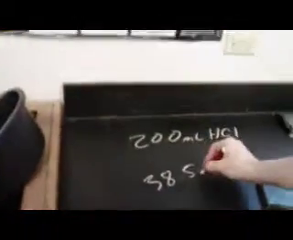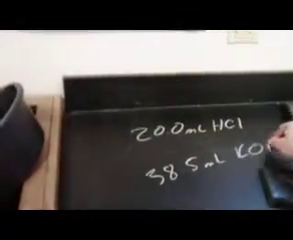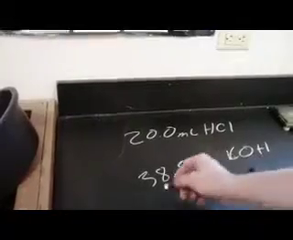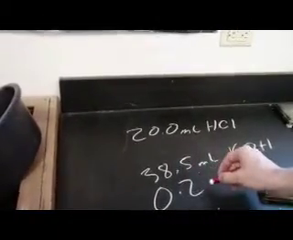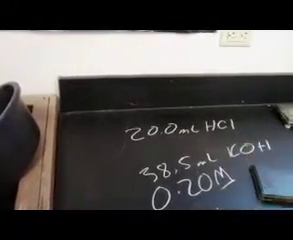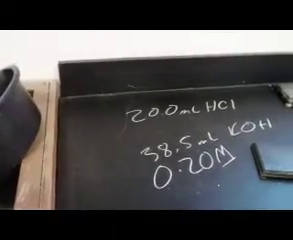Okay? Now, I'm going to read my burette here. I have 38.5 milliliters that I added. 38.5 milliliters of KOH. And my KOH is 0.20 molar. Okay, so I know the concentration because it says so on the side of the container.